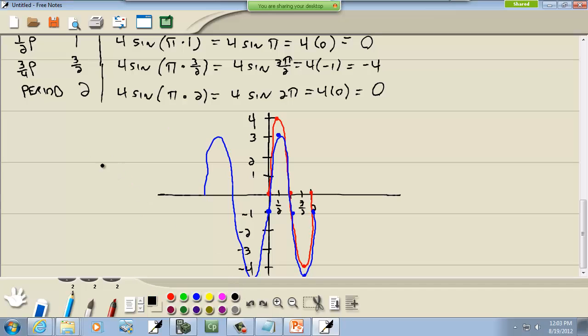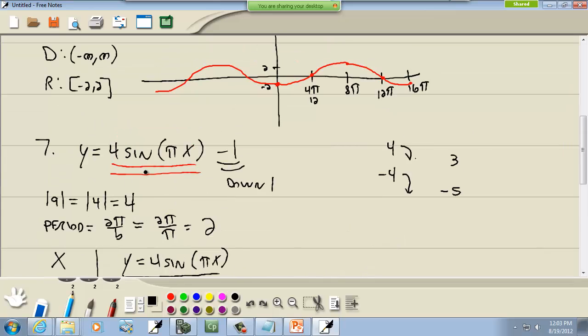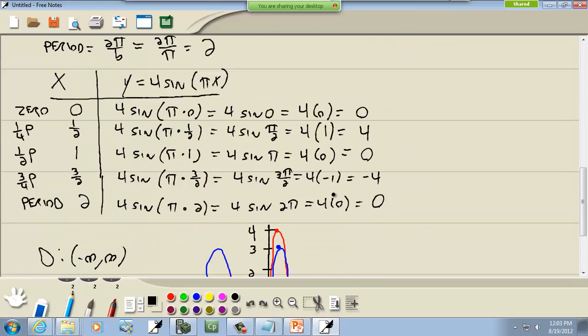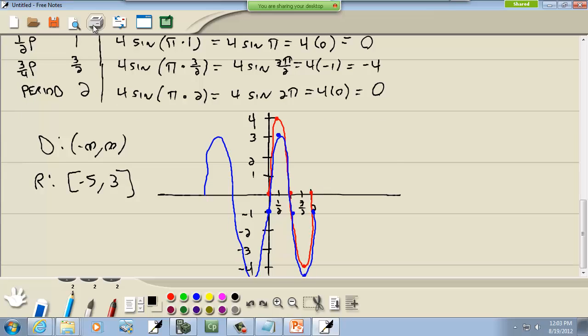Okay. Our domain is still negative infinity to positive infinity. It'll always be that for sine and cosine. Our range: well, the low point is negative 5. The high point is 3. So it's going to bounce back and forth between negative 5 and 3. And that's what we said right here when we shifted down 1. Let me save that since I'm out of room.